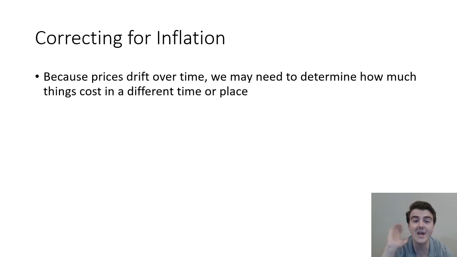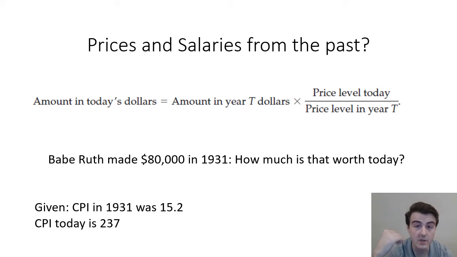So prices change over time. So if we want to compare different dollar values as time passes, then we need to take into account the way that prices are changing, right? I think a great example of this comes directly out of the book. So how do salaries change over time? We see the example from the book. Babe Ruth made $80,000 in 1931. Well, obviously, $80,000 was worth a whole lot more in 1931 than it is today. So how much is that $80,000 worth today?